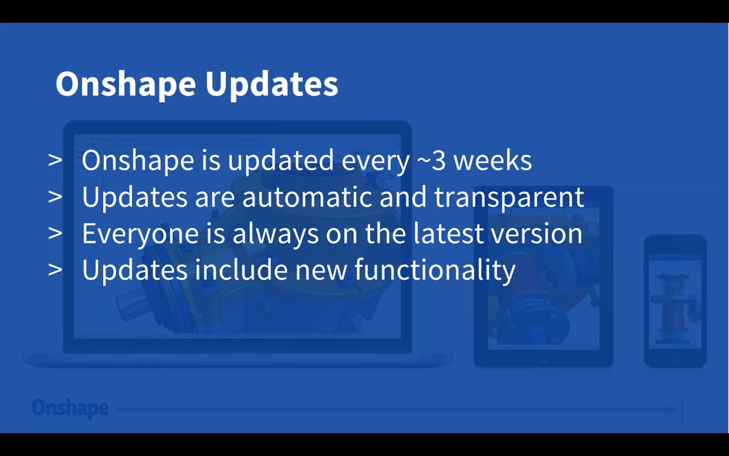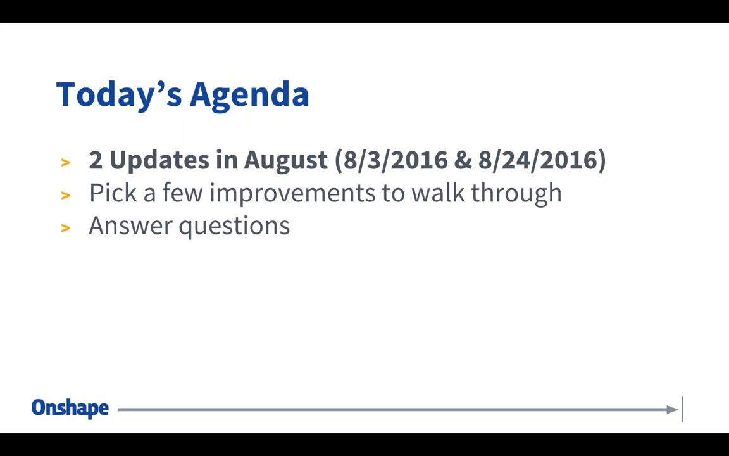Okay, so this is a brief background on our update process. Roughly every 3 weeks, totally automatic and transparent, and it means that everyone's always on the latest version. Now, the new functionality is what we're here to talk about today. And the goal today is really just to go over 2 updates that happened in August. So on August 3rd, we had an update, and on August 24th, we had an update to Onshape. So 2 in the month of August.